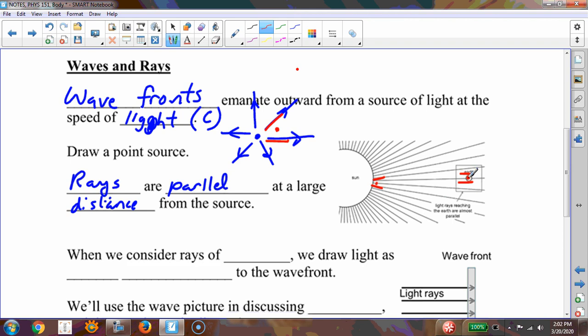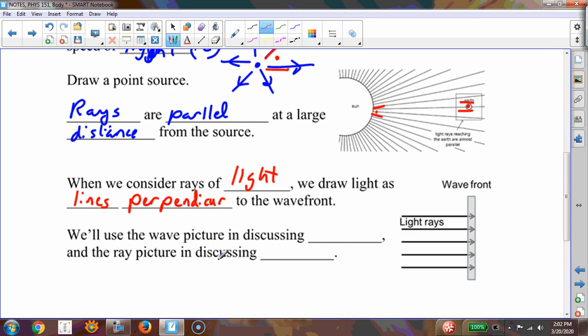When we consider rays of light, we draw light as lines perpendicular to the wavefront. Perpendicular just means at 90 degrees to. So imagine my light source really far away is over here. And over here, these light rays are not parallel, but by the time they get over here, they are parallel. And if I imagine these parallel light rays, this is what I'm going to call my wavefront.